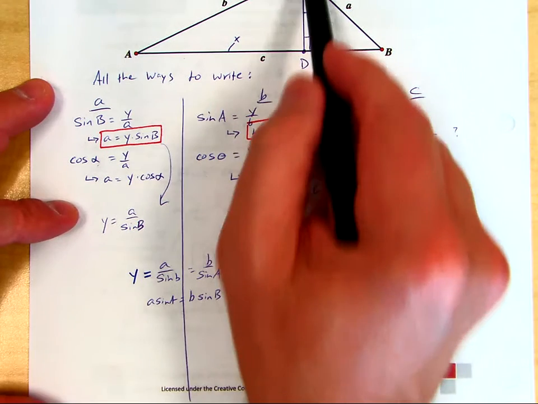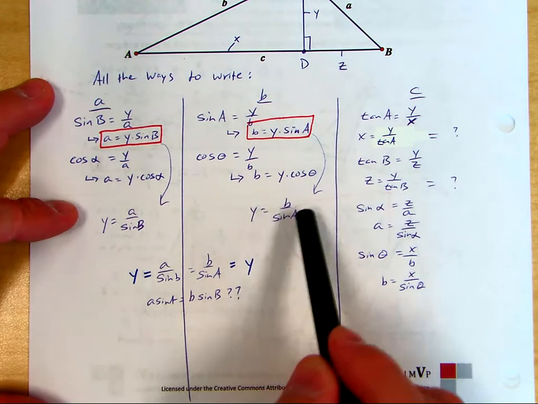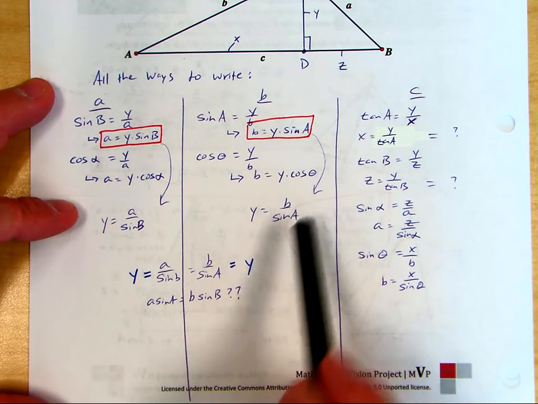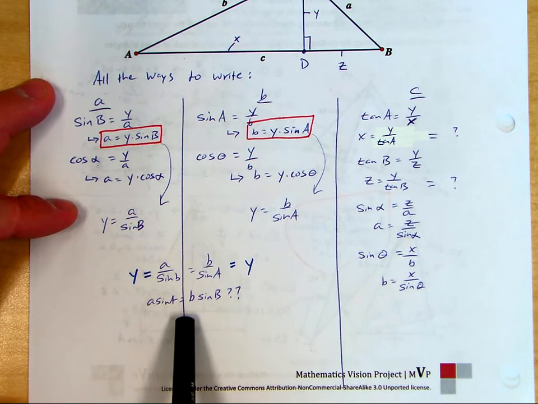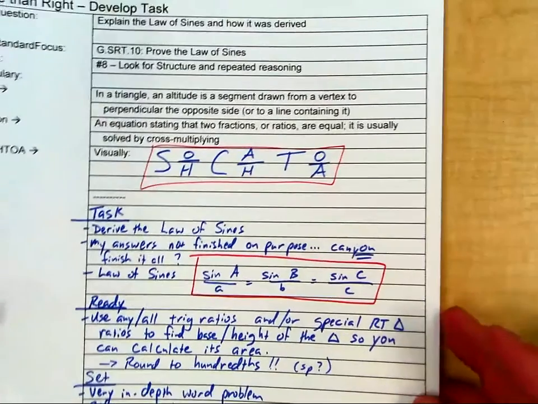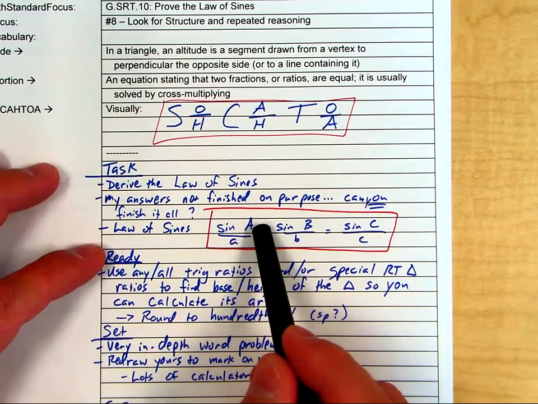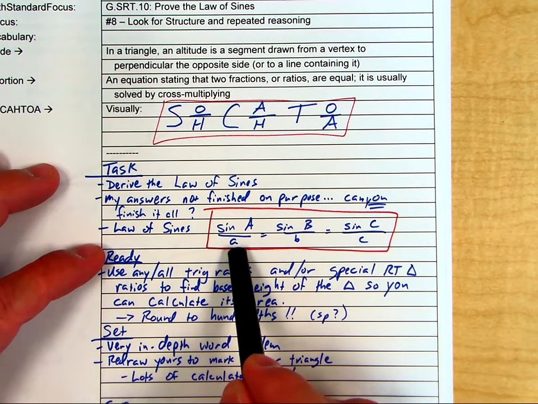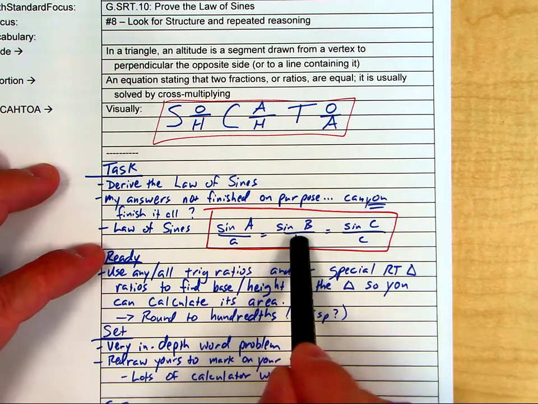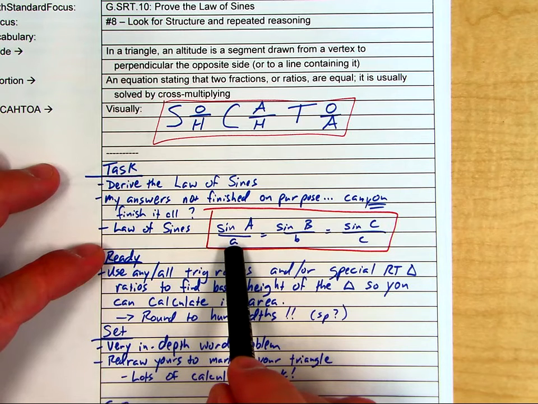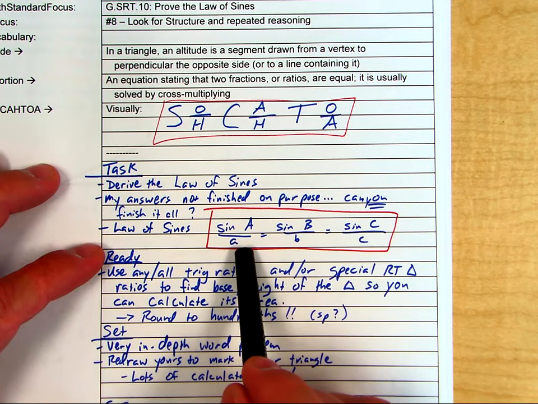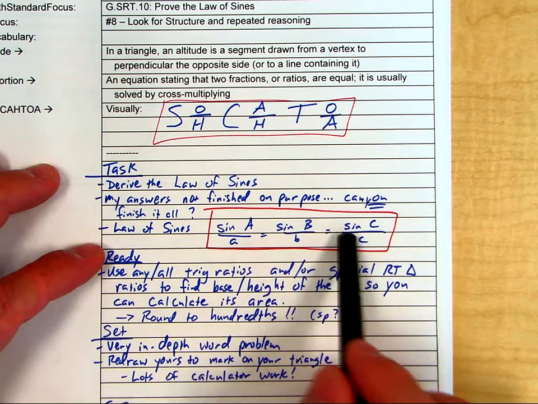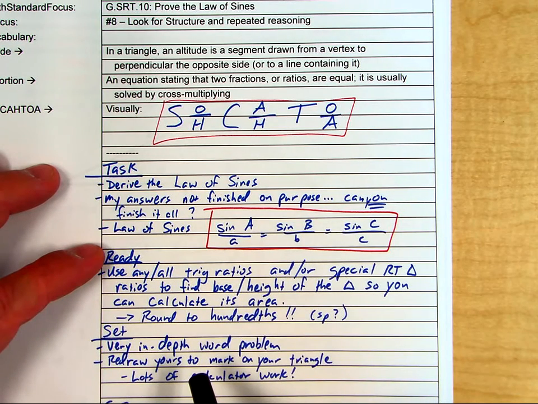This altitude right here equals A over sine B. It also equals B over sine A. And if you rewrite that, you can begin to see how we get back to the law of sines. The law of sines is basically saying the sine of an angle over the side opposite of it is the same ratio for all three angles. That's what the law of sines is saying. One more time: the law of sines is saying the sine of an angle over the side opposite of it is the same ratio for all three angles and all three associated sides. So that's explaining the task.